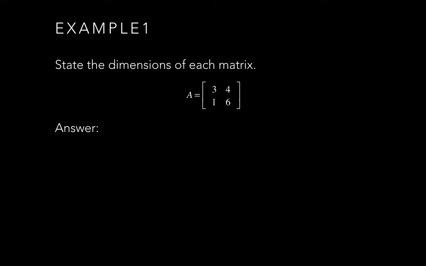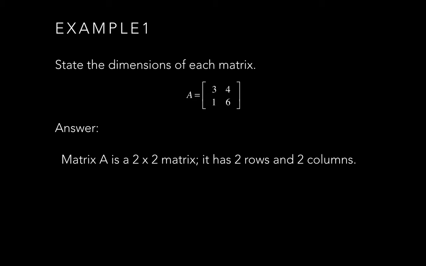Let's try to state dimensions for these matrices. Here we have matrix A. Well, to give dimensions, you need to know the number of rows and the number of columns. So count the horizontal and count the vertical. You have 2 rows and you have 2 columns. So this matrix A is a 2 by 2 matrix. Let's try another one.